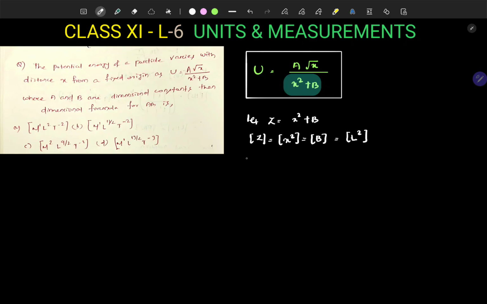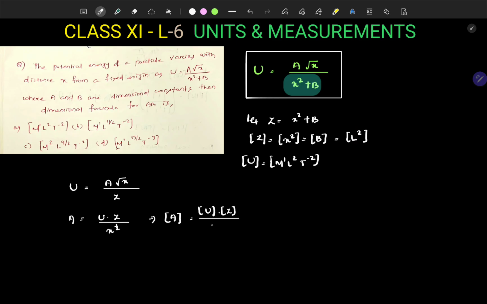Then the dimension of U we know. U is potential energy. Energy dimension is M1 L2 T minus 2. I hope it is also clear. Then again you write the expression U = A root x divided by x square plus b. We have taken it as z. So from this, what is the value of A? A is equal to U into z divided by root x. Root x means x to the power 1 by 2. That means the dimension of A is equal to the dimension of U into the dimension of z divided by the dimension of x power 1 by 2.